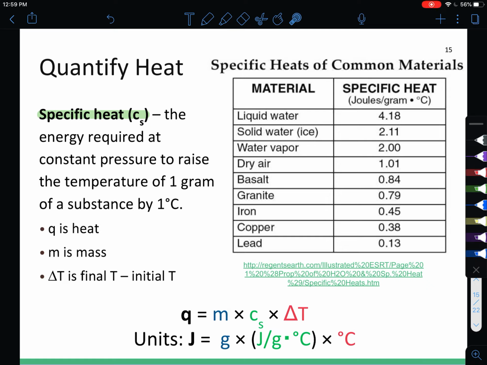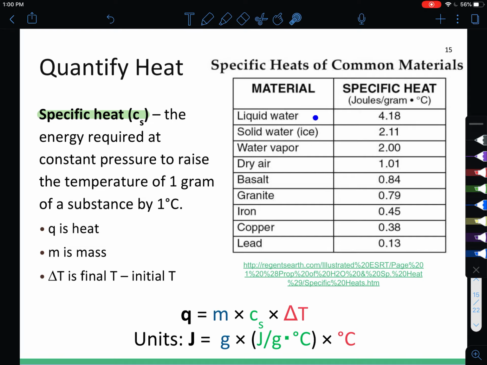I'm going to quickly review what specific heat is, and that is the energy required at constant pressure to raise the temperature of 1 gram of any substance by 1 degree Celsius. And specific heats are different for different materials, and it does actually depend on the state of the material as well. So specific heat is similar to density in the sense that it varies based on the state.